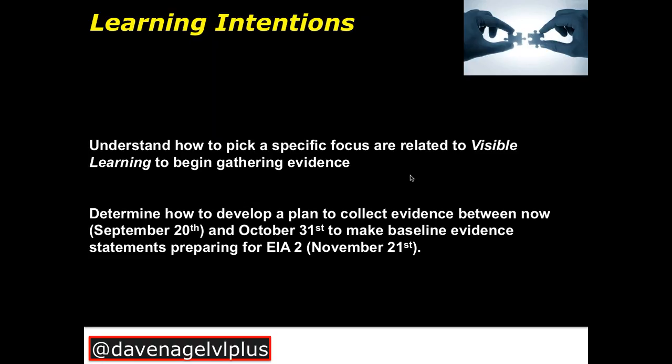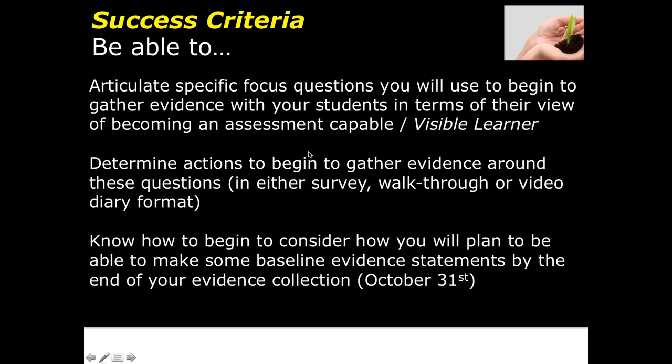And to make what are called baseline evidence statements to prepare for EIA 2, which will come together on November 21st. You will know that you've met the learning intentions when you can do these three things. First, articulate a specific set of focus questions you will use to begin to gather evidence with your students in terms of their view of becoming a more assessment-capable and visible learner. If you remember, all the schools developed their posters that day around what a visible learner might be in their school. That might be a great place to start.